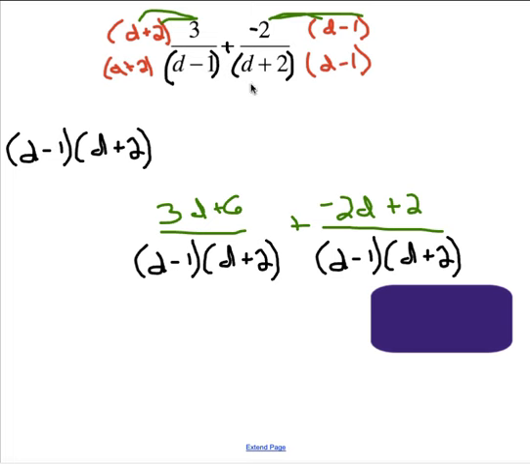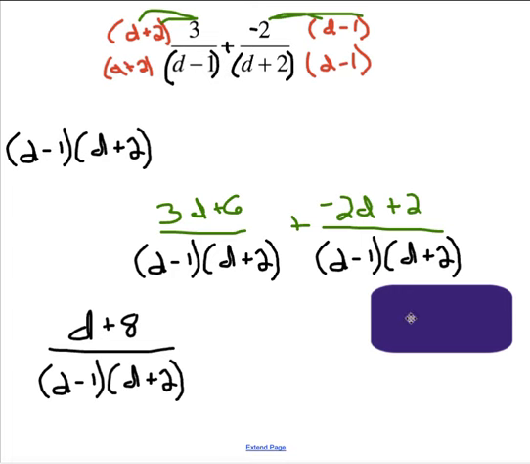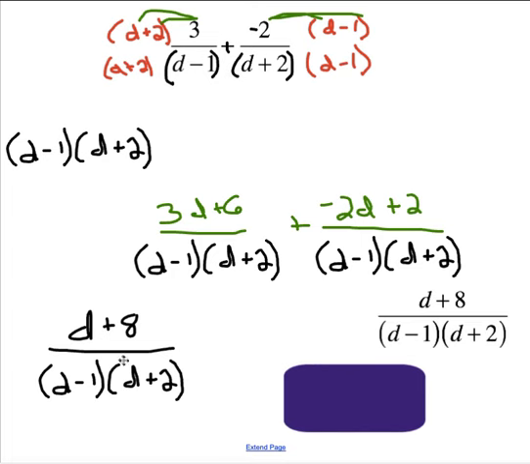So now I can combine the numerators. I have 3d, and I'm adding -2d. That gives me positive 1d. 6 plus 2 gives me 8. My denominator is the common denominator, d minus 1 times d plus 2. And that's all I have to do. You do not have to redistribute these two. You can leave it just the way it is.